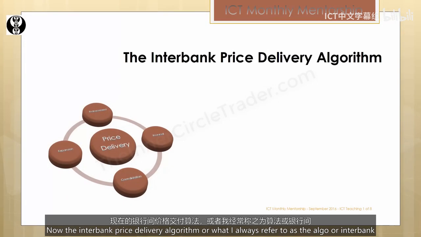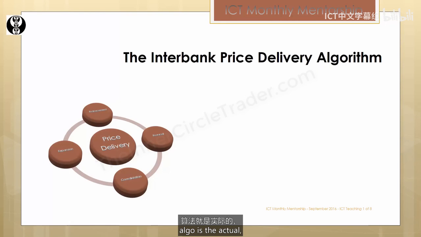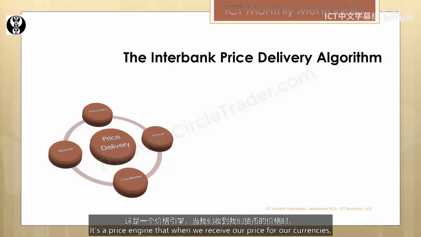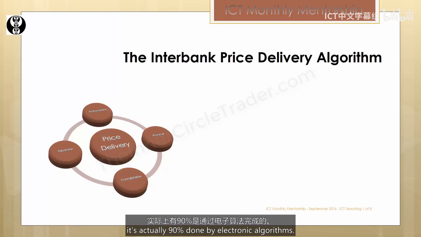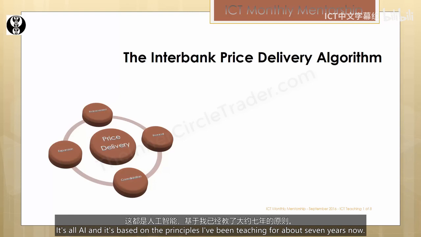Now the interbank price delivery algorithm, or what I always refer to as the algo or interbank algo, is the actual basically artificial intelligence. It's a price engine that when we receive our price for our currencies, it's actually 90% done by electronic algorithms. So it's all computer based now. It used to be open outcry in the pits, but there's no longer an auction market. It's all AI, and it's based on the principles I've been teaching for about 7 years now.